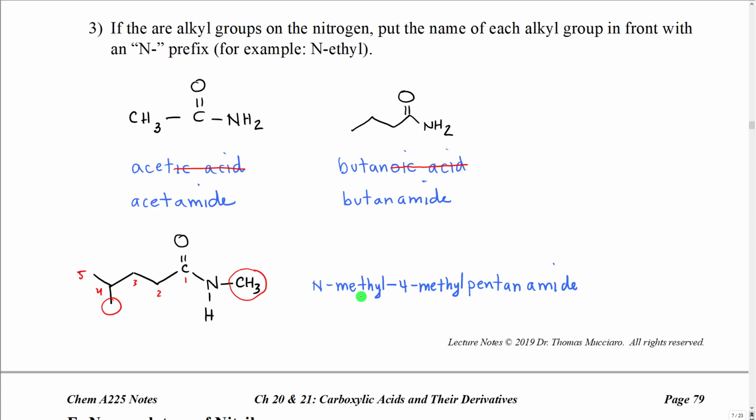Now the important thing here is that typically when we have more than one methyl group, we are in the habit of consolidating the numbers and saying, like, 2,2-dimethyl or 2,2,3-trimethyl. But when we have an N-methyl, we don't usually consolidate that with a numbered methyl on the chain. So when we have an N-alkyl group, we don't consolidate it with an alkyl group on the chain. What that means is that we would name this N-methyl separated from 4-methyl. So it would be N-methyl, 4-methyl, pentanamide.